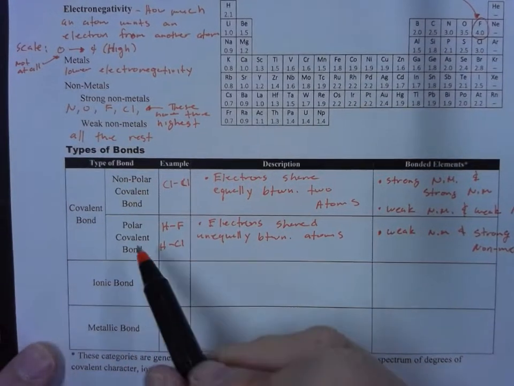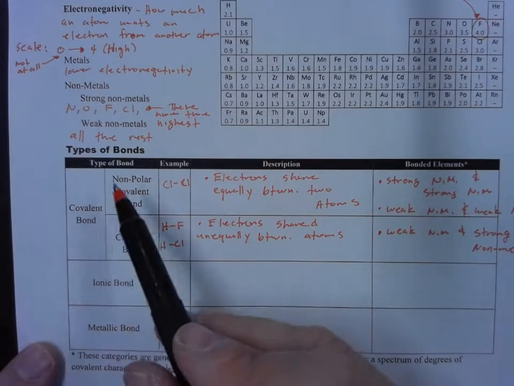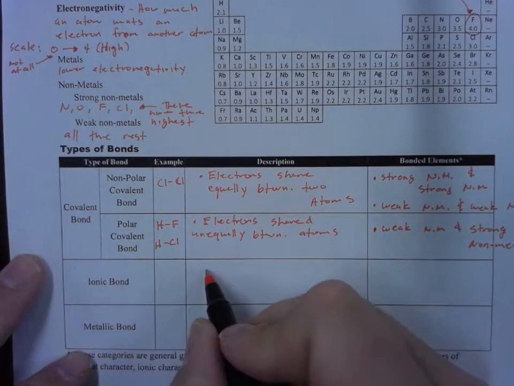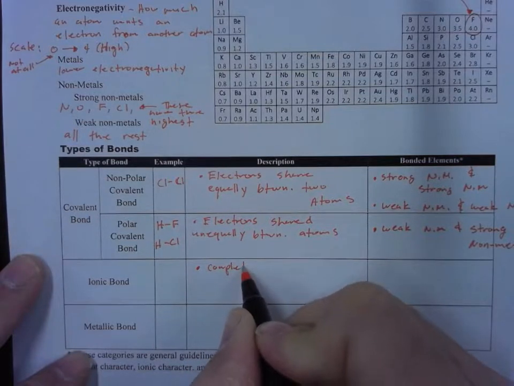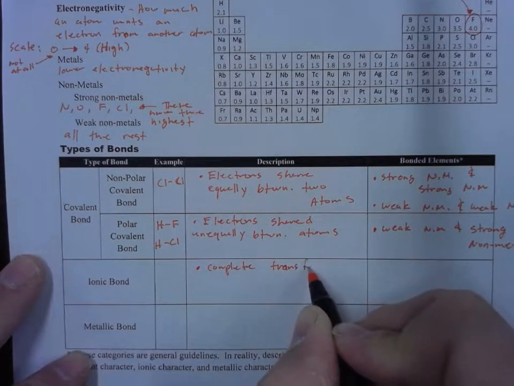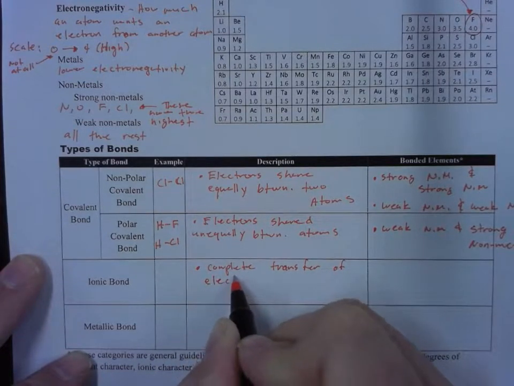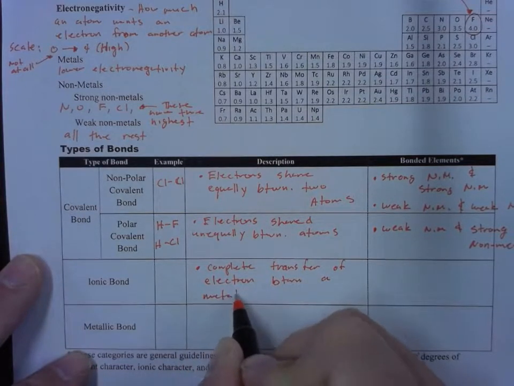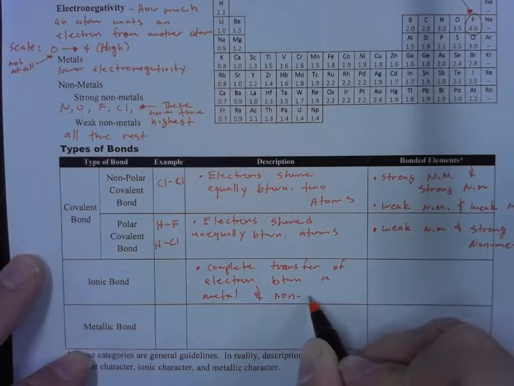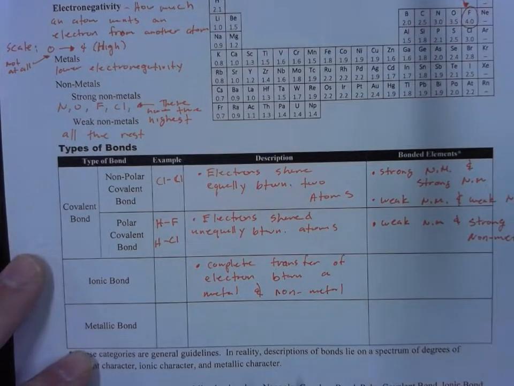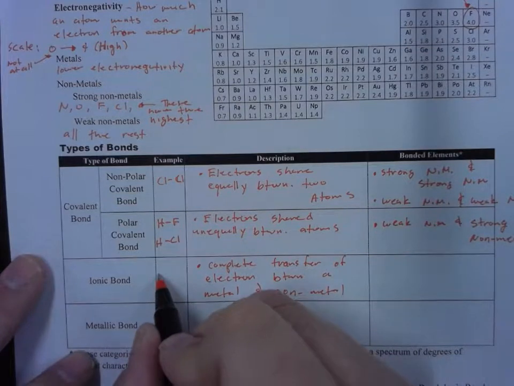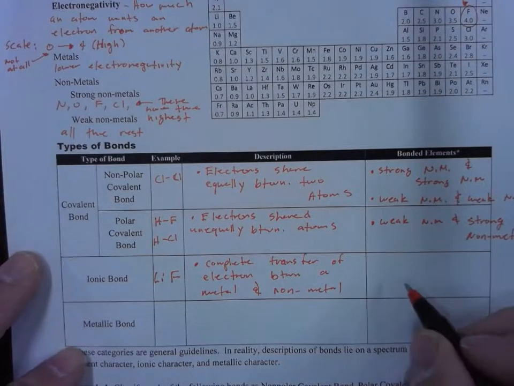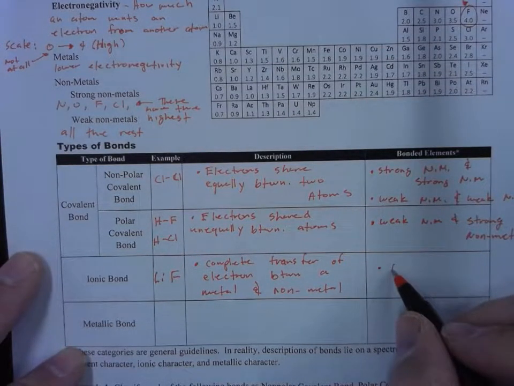Alright, so those are how you can further classify covalent bonds into nonpolar covalent or polar covalent. Well, then you got ionic bonds, which is a complete transfer of electrons between a metal and a nonmetal. Okay, complete transfer. An example of that would be lithium fluoride. Lithium fluoride, metal and a nonmetal. And again, the elements are metal and nonmetal.